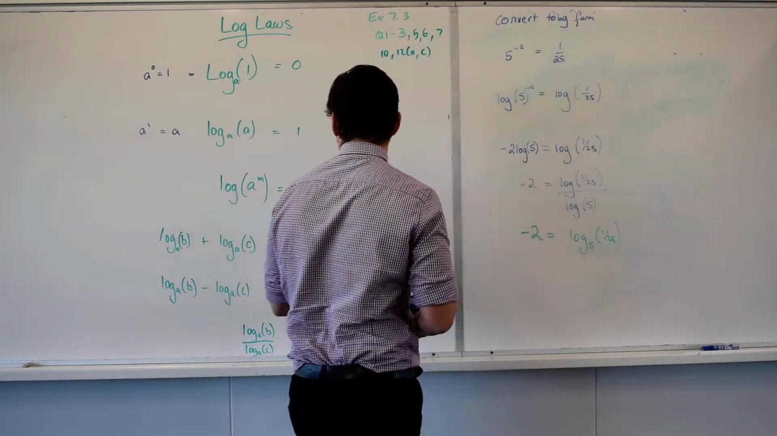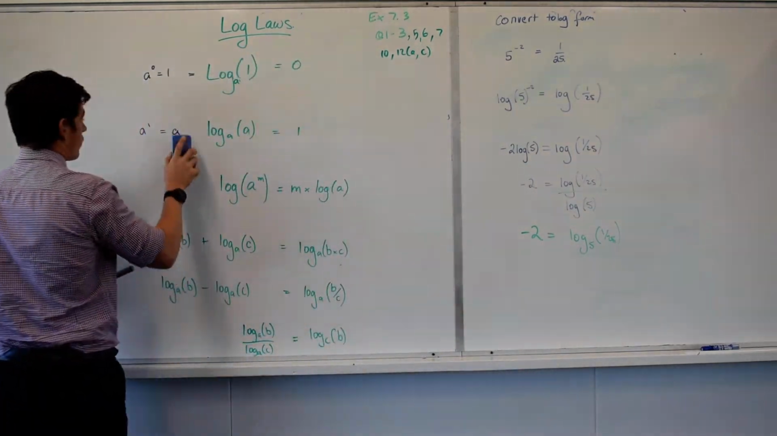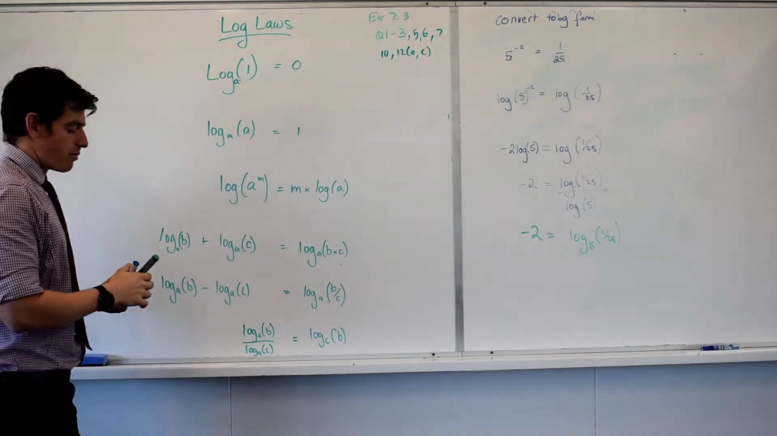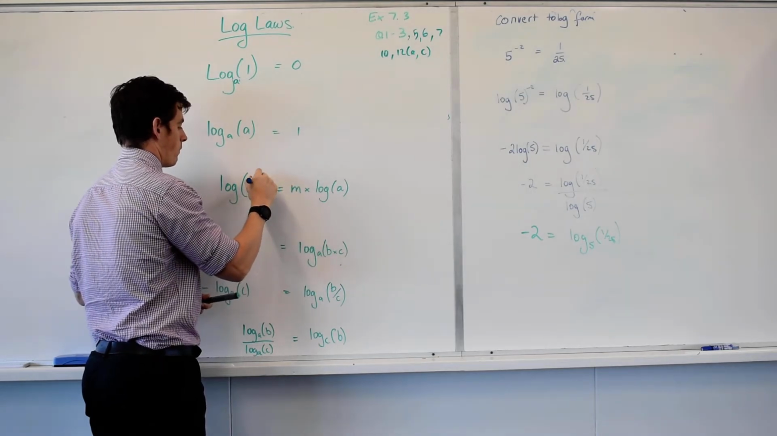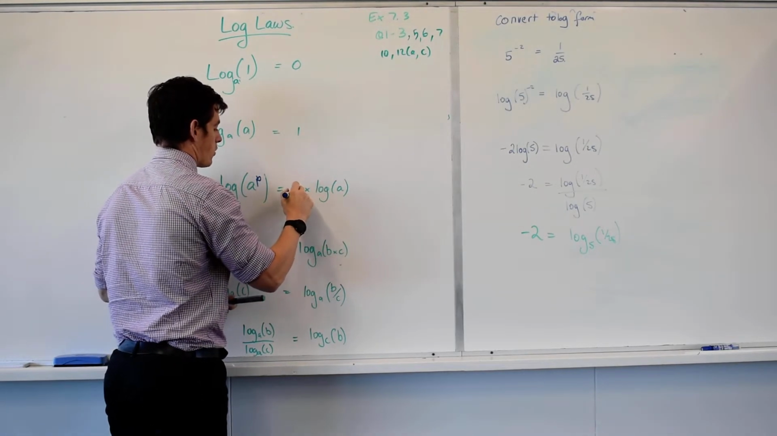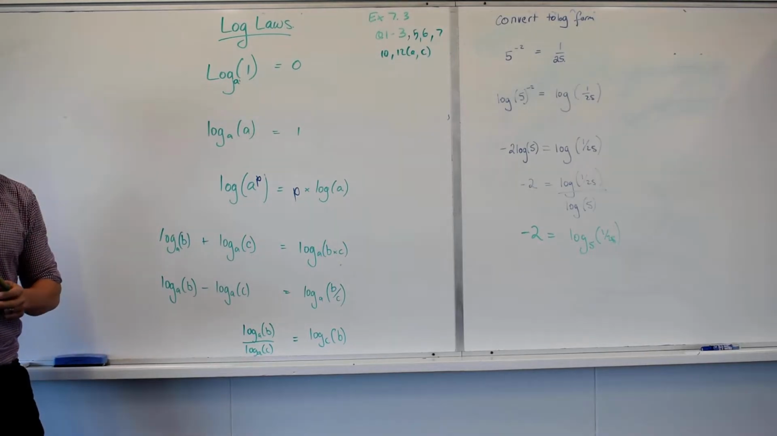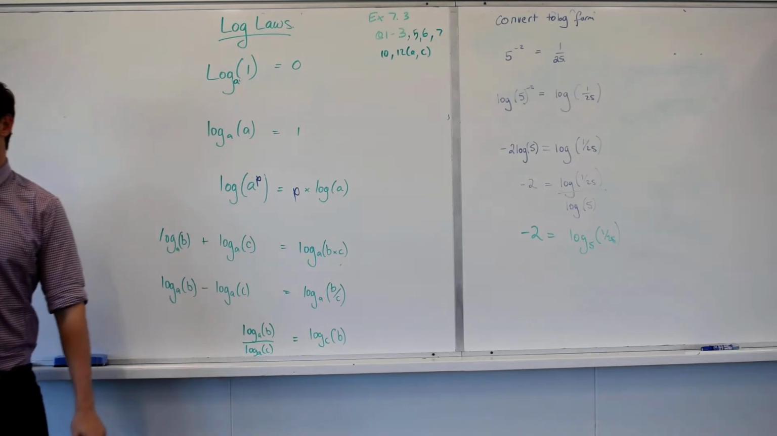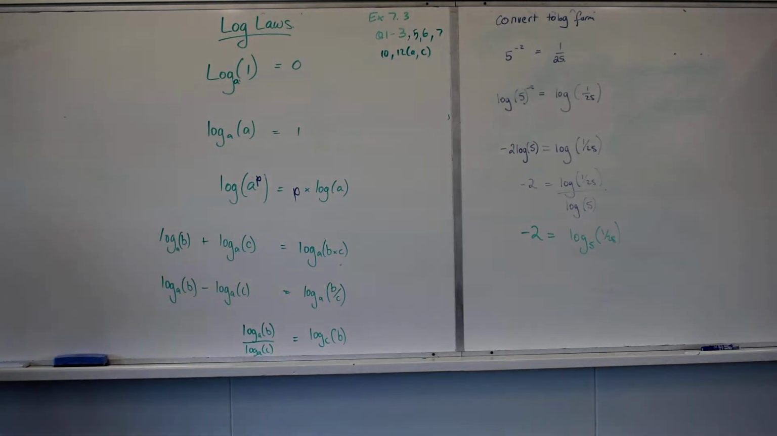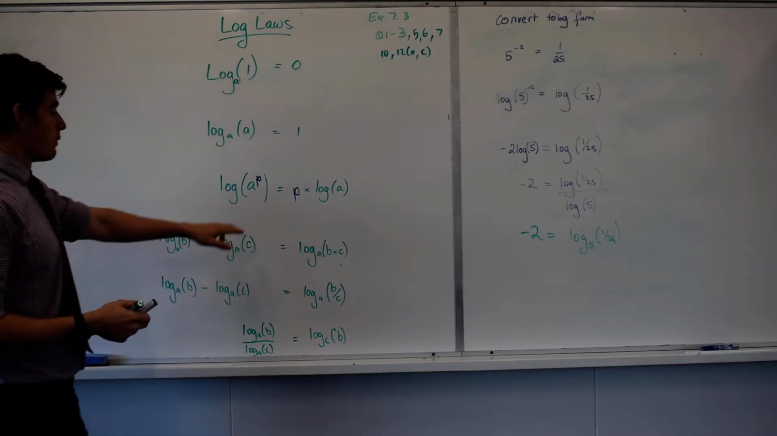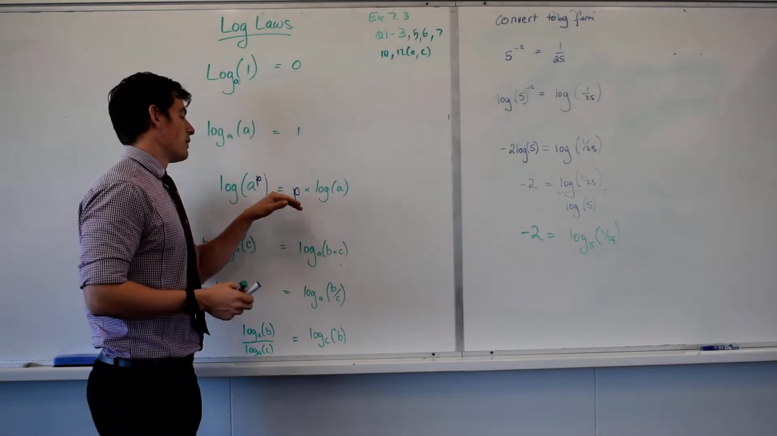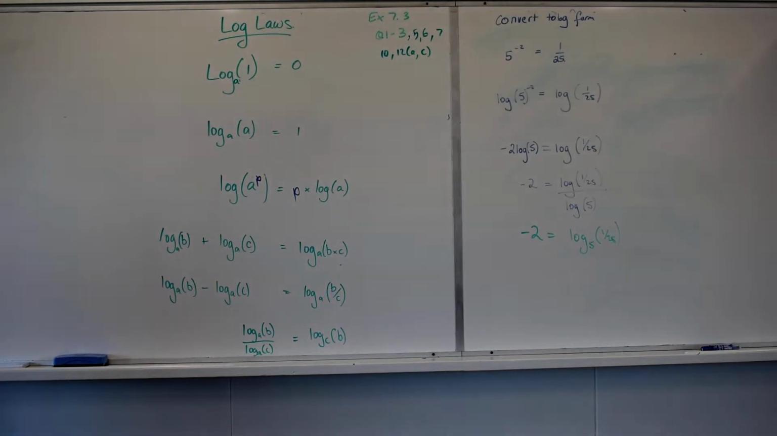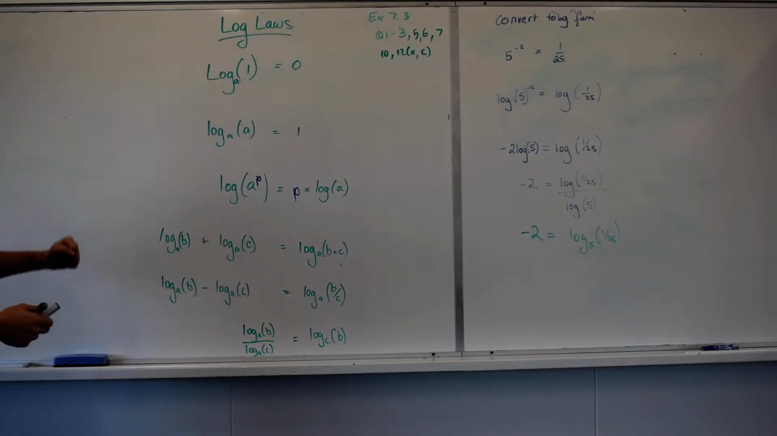The next law is the one that I think comes up the most, and I call it the plug law. I don't know what they all call it, but I call it the plug law. I usually represent this with a P, not an M. The reason I call it the plug law is because you plonk the power out the front. So if I had log of a to the power of 3, that would be 3 times log a. Doesn't matter what my base is. Cool? That's called the plug law. That comes up a heap.